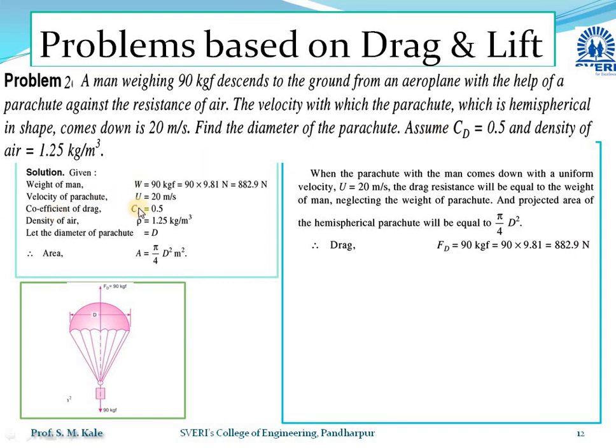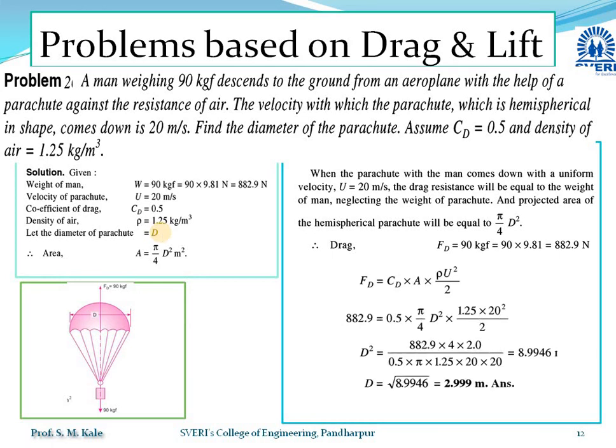Here in this case, as I have to find out the value of the diameter, I will use the formula of FD. I know the value of FD, given by the equation FD is equal to CD area rho u square upon 2. Here I know the value of FD, that is 882.9, the value of CD is 0.5, the area is given by pi by 4 d square, the density I know, the velocity of that parachute I know, divided by 2.